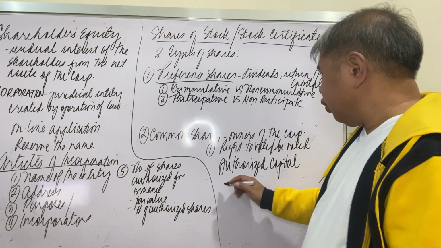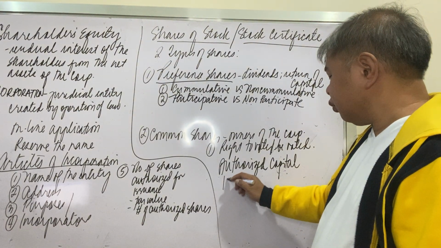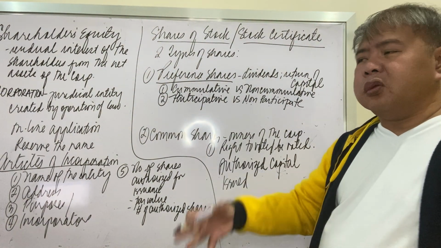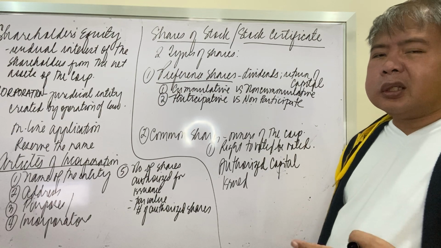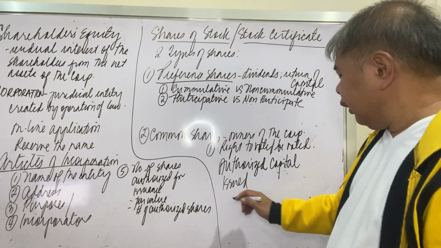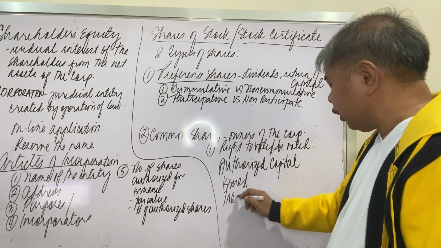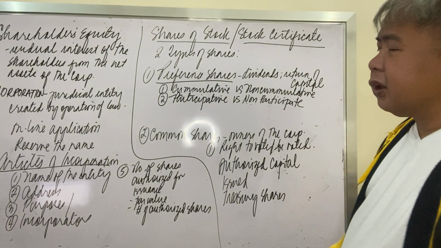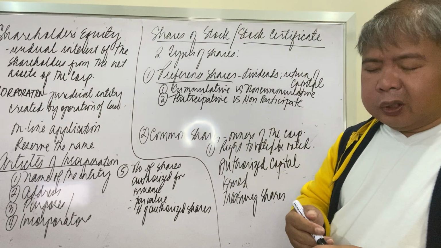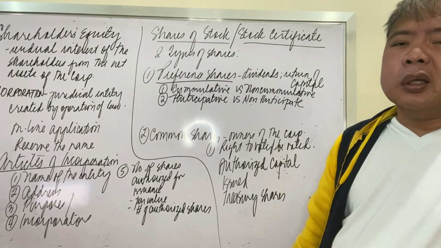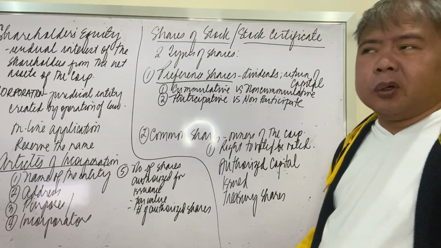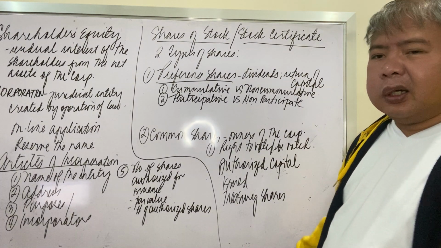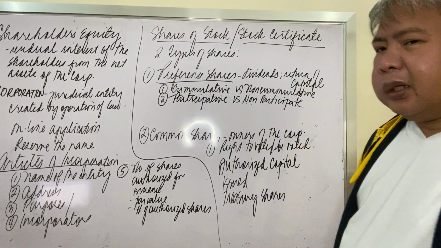And then we also have what we call issued shares. These are shares of stock that have been issued to shareholders, and they are still in the hands of the shareholders. And then we also have what we call treasury shares. Treasury shares are shares of stock that were previously issued by the corporation but are being reacquired by the corporation for whatever purpose they may have. So these are some of the terms that you have to understand in the study of corporation. And thank you very much.